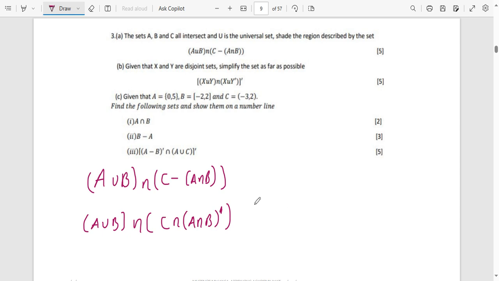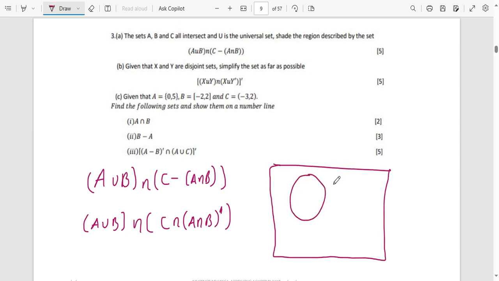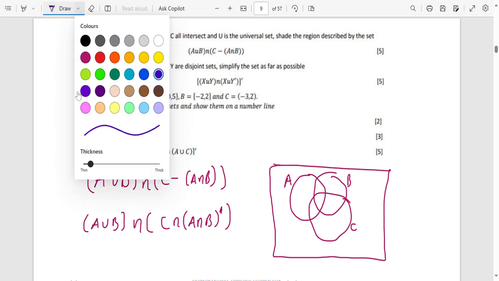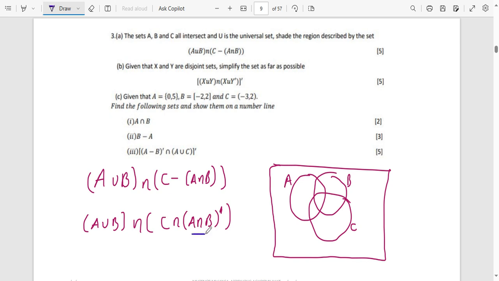Now you can shade. Being told that all the sets intersect, if this is A, this is B, this is C, I'll start with this one. A intersection B is this region here. But we want A intersection B complement, meaning shade everything else, but not that region which I've put in blue. That's the meaning of A intersection B complement.